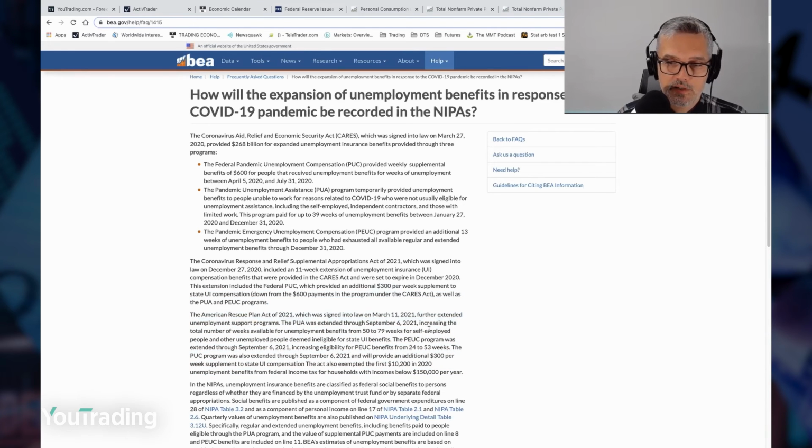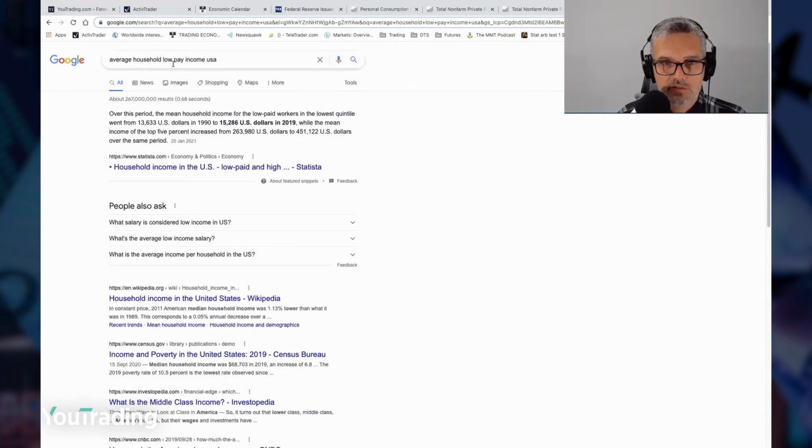So, you know, $300 per week doesn't sound like a lot, but if you go to a calculator and type in 300 times 52, that's $15,600. And if you just Google average household low pay income USA, you know, $2,806 in 2019. It's around that $16,000 mark now, surely. So if you're receiving $15,600 per annum in unemployment benefits, why would you get a low paid job?